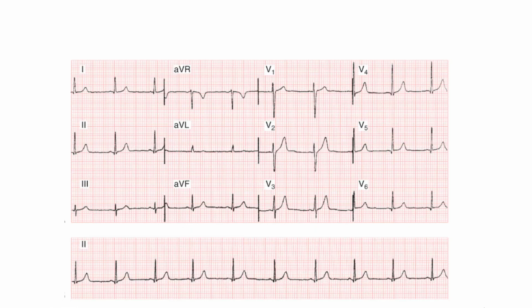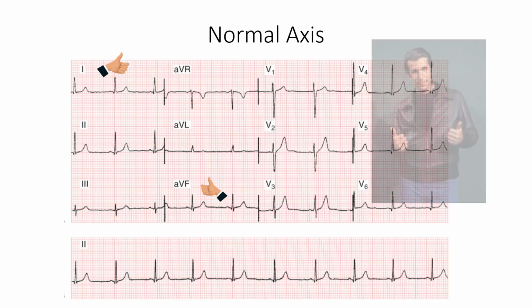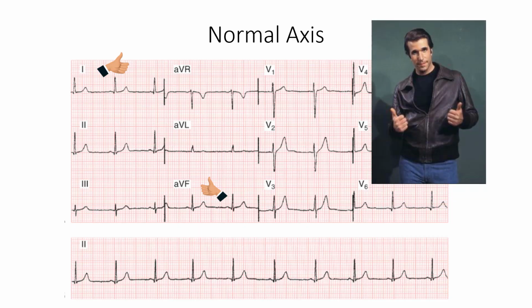Now you can see on the left-hand side we have lead 1, and on the right-hand side we have AVF. That matches up perfectly with having our left thumb represent lead 1 and our right thumb represent AVF. Consequently, we look at lead 1 and our left thumb is going to point up because it is positively deflected, and our right thumb is going to be pointing up because AVF is positively deflected. We have normal axis. We might also say we have two thumbs up, or double Fonzies, to commemorate the work of the great electrophysiologist Arthur Fonzarelli.